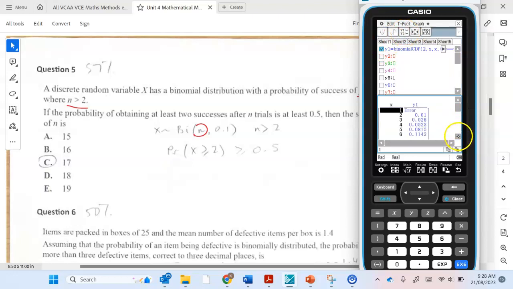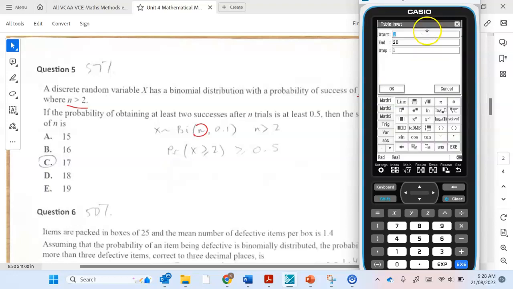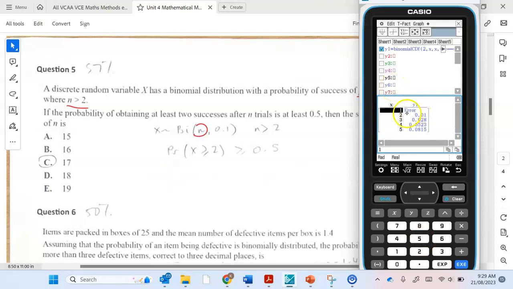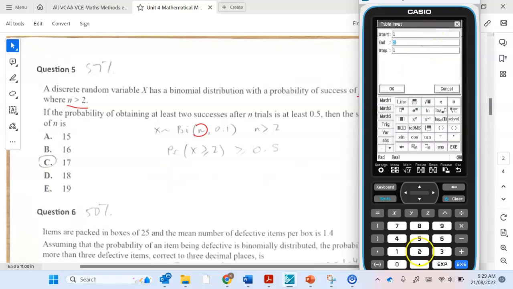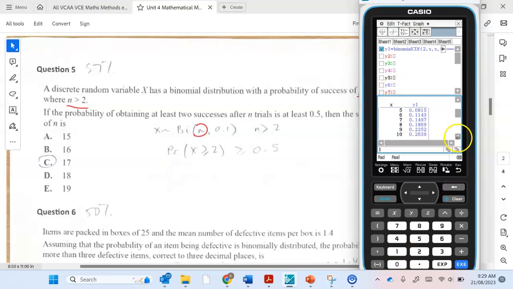Now if you're scrolling down and you can't see it, just remember to change your values using this button. So you want your end point to be somewhere close to n. Initially I had it at 5. The error just means we have to be greater than 2, and if I kept going, I'd see there's no 0.5. So just change your end, and I chose 20 because I looked at the options and the highest was 19 on the multiple choice values, so 20. Scrolling down until you get over 0.5, and there you can see 17.